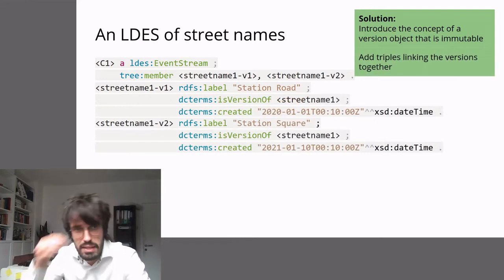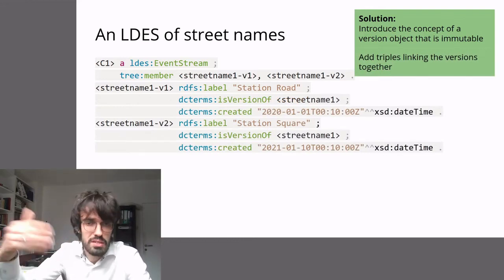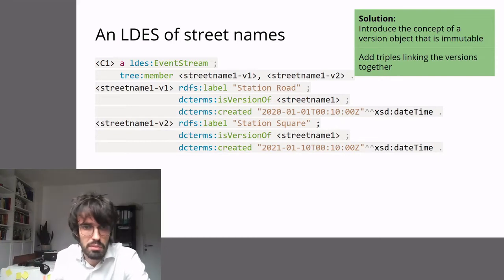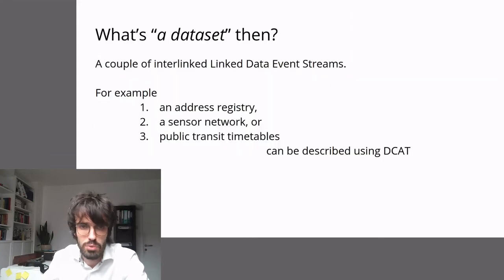The linked data event stream specification doesn't say how you need to do it, but DC terms is a good way of doing it in each case. So you say that you have DC terms created at a certain timestamp, and that you have a DC terms isVersionOf street name 1, and you also add this to the second version. This way, a client can understand that version 2 is the later version of that street name, and that Station Road was applicable in 2020, but starting 2021, you'll have to use Station Square for that road.